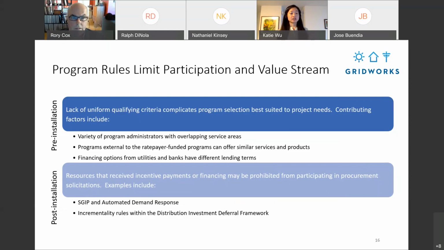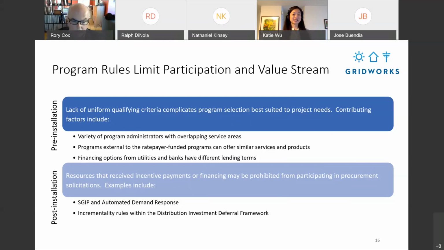But if you do get your project installed, on that post-installation side, there are some limits to the ongoing value stream that can help to either reduce your payback period or offer ongoing compensation to offset your operations and maintenance costs, since resources that received incentives or financing may be prohibited from participating in procurement solicitations. Specific examples include resources that received incentives through SCHIP are precluded from the Automated Demand Response Program, which is a big deal if we think there will be a bunch of grid integrated water heaters out there.